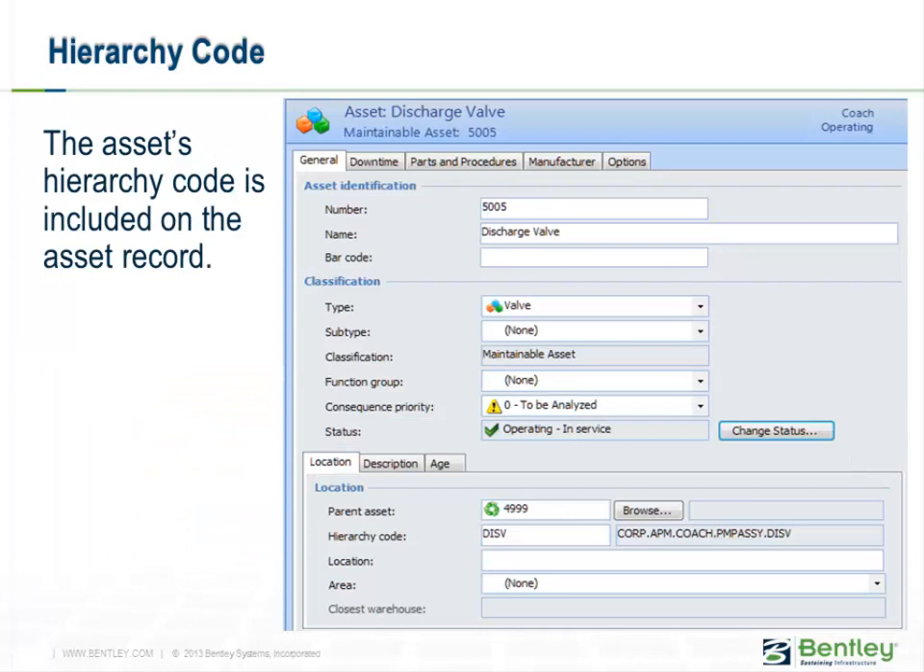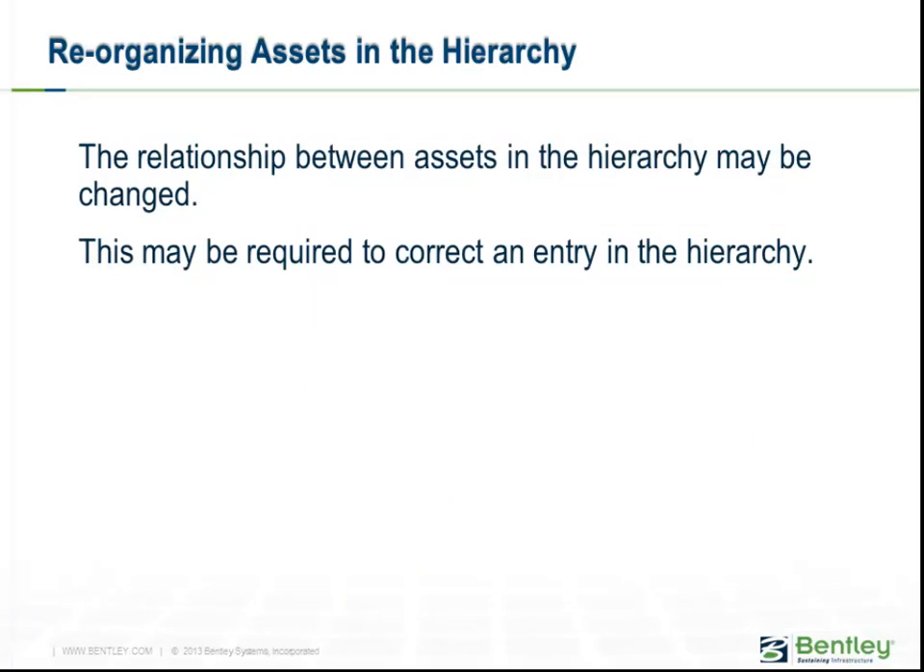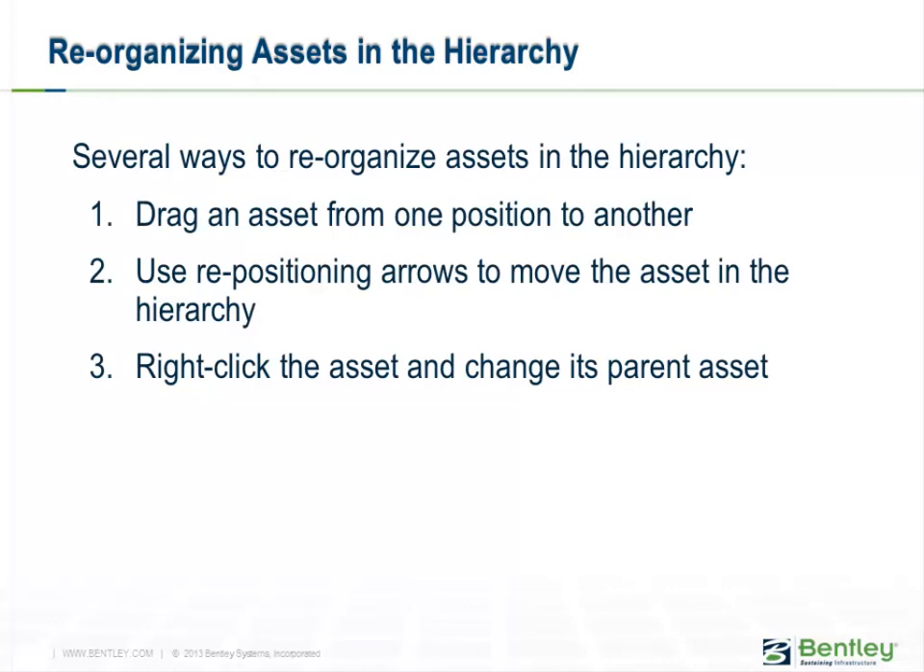Based on its parent asset and hierarchy structure, you can reorganize how assets are positioned in the hierarchy. This may be necessary to correct an entry in the hierarchy. For example, you may need to change a child asset to a peer asset. You can use APM drag and drop functionality to move an asset in the hierarchy, or use the arrow buttons to move and reorder nodes in the hierarchy tree. Additionally, you can right-click the asset and change its parent asset. Let's see how this can be done.